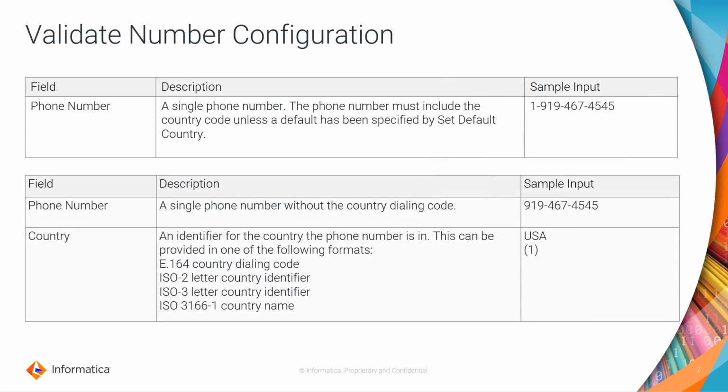In the validate number configuration, we just need to provide the phone number as input, and you can see in the sample input we are providing the phone number and the country code. When we are using validate number country, we need to provide the phone number and the country separately. If you see in the sample input, we have the phone number and below it we are providing the country. The country can be provided as an E164 country calling code, an ISO 2 country identifier, ISO 3, or an ISO 3166-1 country name.